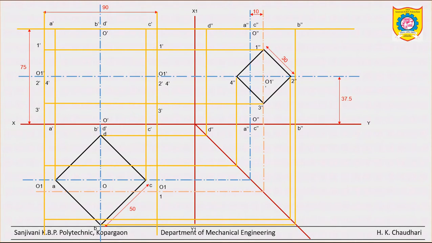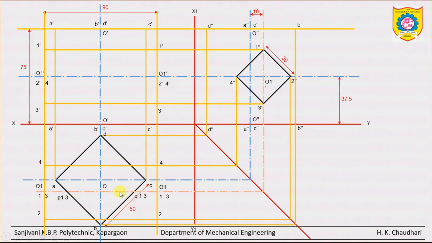See here, the projection from 1 is overlapping with this center line. So here will be 1, here 2, 3 and 4. Similarly on the left face. Just do the practice.